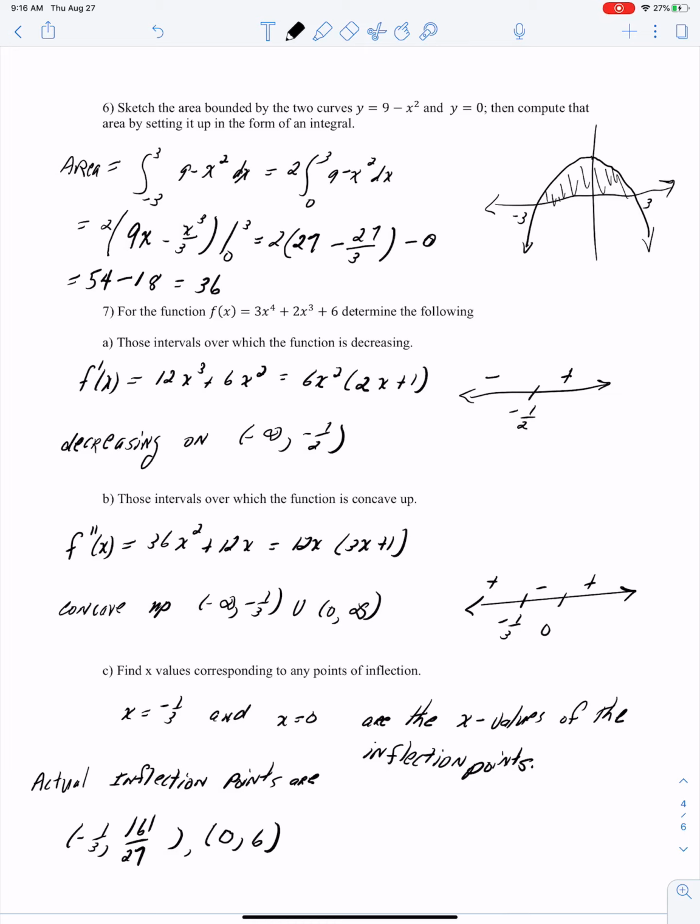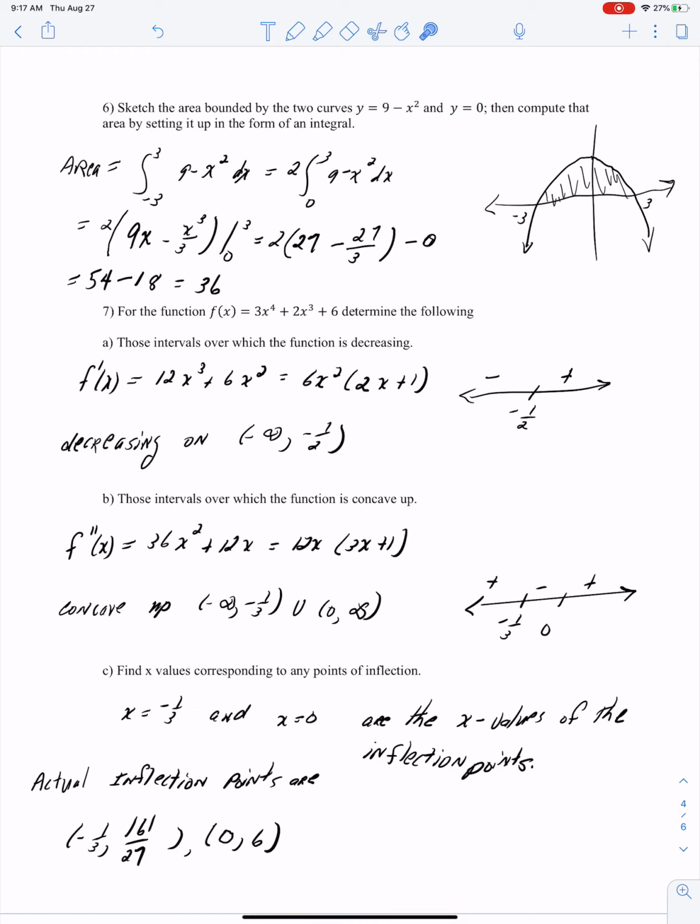Okay, so now we're going to look at bounded area. So problem 6, sketch the bounded area between the two curves y equals 9 minus x squared and y equals 0.